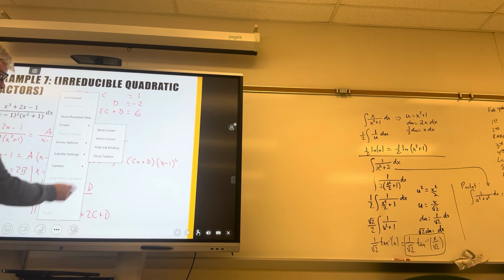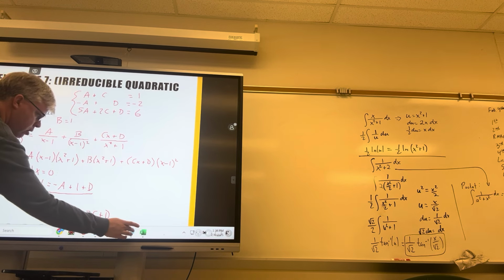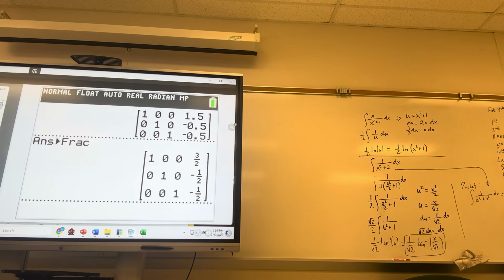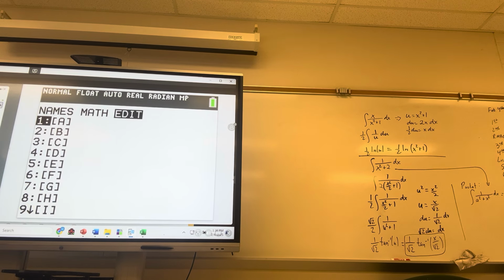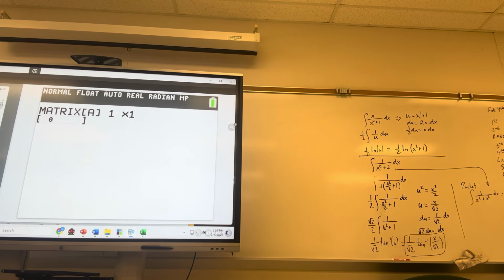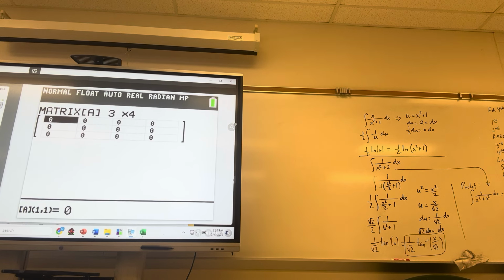All right, I'm going to enter, it's a 3x4 matrix. Does that make sense? First row, so we're going to have A, C, D, right? We don't need B because we already know B. So A, C, D, and then the numbers. So what's the first equation? A plus c equals 1. So 1, 1, no D, and 1.